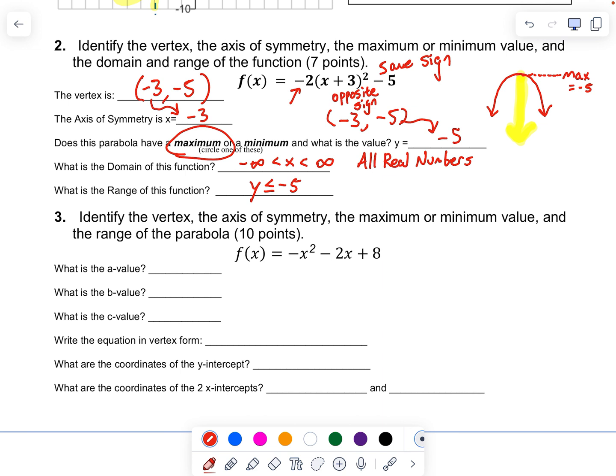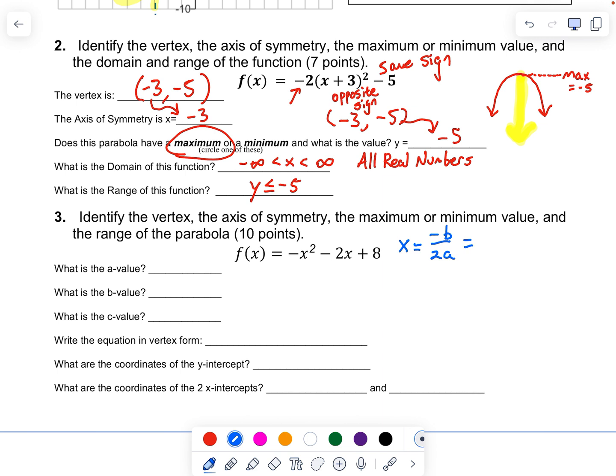This is in standard form. Standard form is written with the highest exponent to the left and then decreasing exponents going to the right. So this does not tell us the vertex. You can't just look at it and see the vertex. So we have to find the vertex, and the way that we do that is by this simple formula. The x-coordinate of the vertex is equal to -b over 2a.